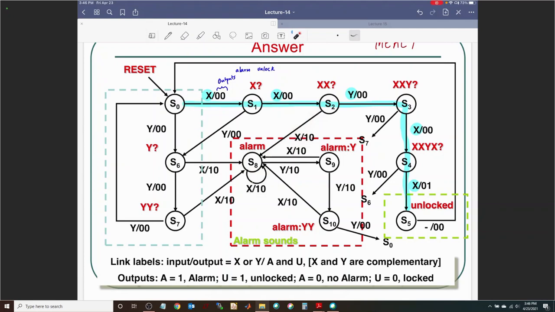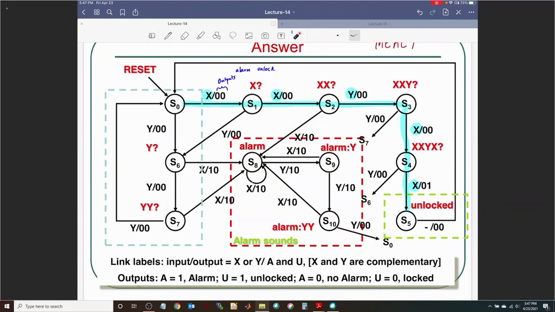But a user who knows this reset sequence of three Ys should be able to reset it. So they press Y for the first time. They end up in S9. Still the alarm is going off. They press Y for the second time. There is an alarm that is going off. And when they press Y for the third time, they go to S0 or outside this alarm situation. But while they are pressing the first two Ys, they still don't know whether they're on the right track or not.